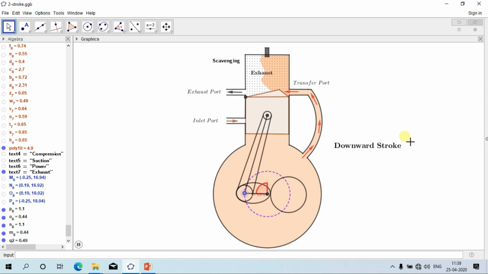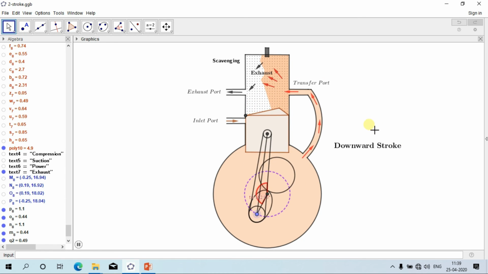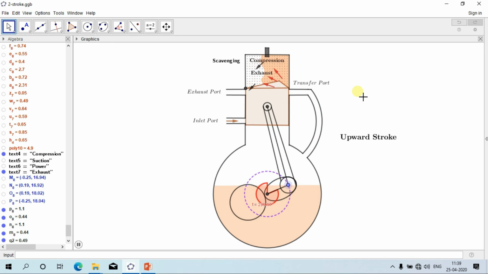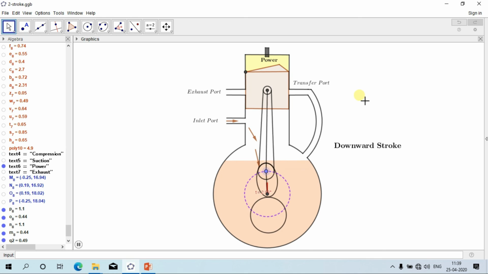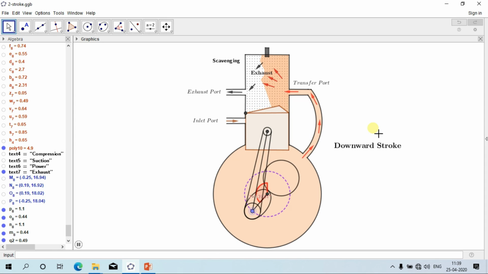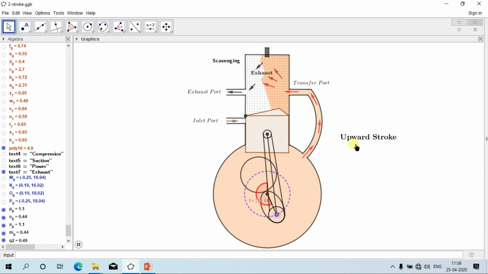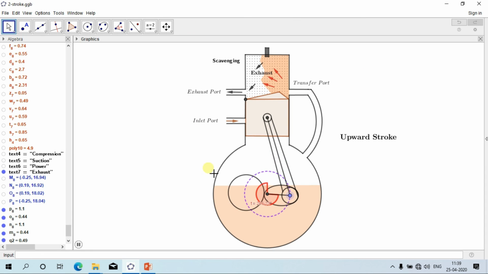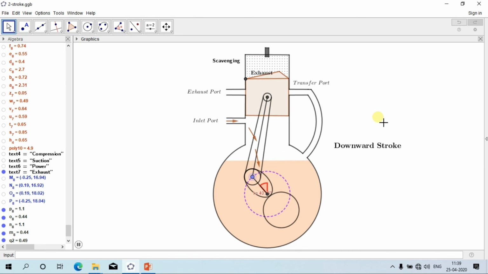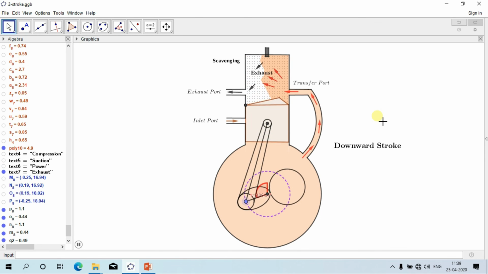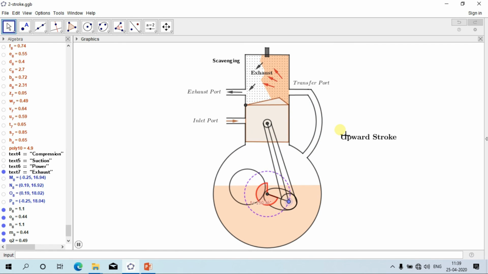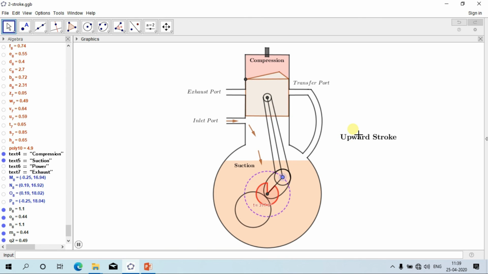In many books, the downward stroke is considered as the first stroke and the upward stroke is considered as the second stroke. You can take either the downward or upward stroke as first or second. You can consider either way, but the working is not going to change based on whether you consider it as the first stroke or second stroke. But it is better to mention downward stroke and upward stroke instead of first stroke and second stroke, so it will be easy to understand.